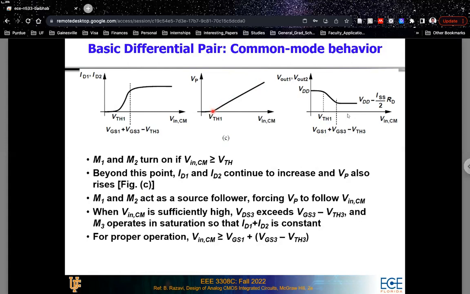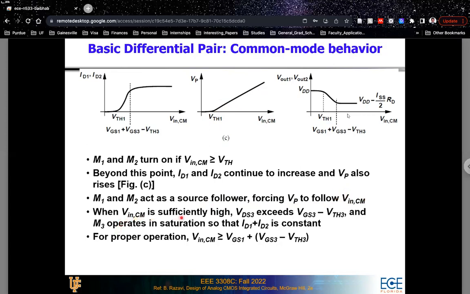So after this point, the voltage at the source will follow the input voltage linearly. Of course, there would be a drop of the threshold voltage. So if your input common mode is equal to 1 volt, the point Vp will be 1 volt minus VTH. If it is 5 volt, then the value of Vp will be 5 volt minus VTH. So M1 and M2 will act as a source follower, forcing the point Vp to follow Vin,CM.